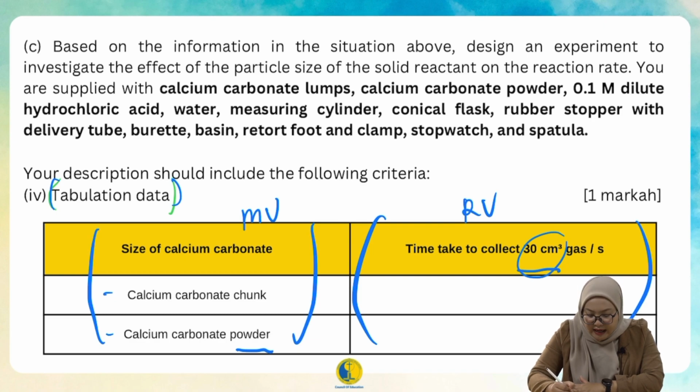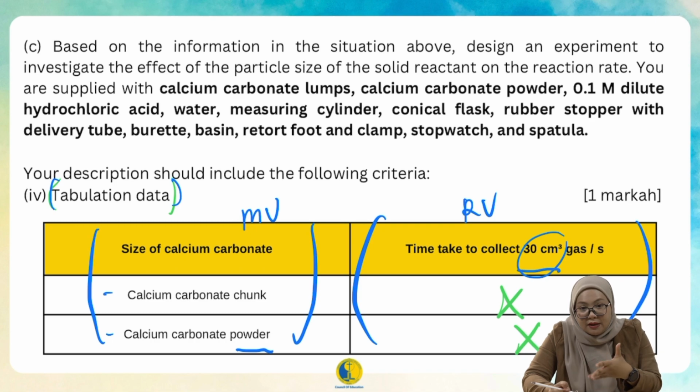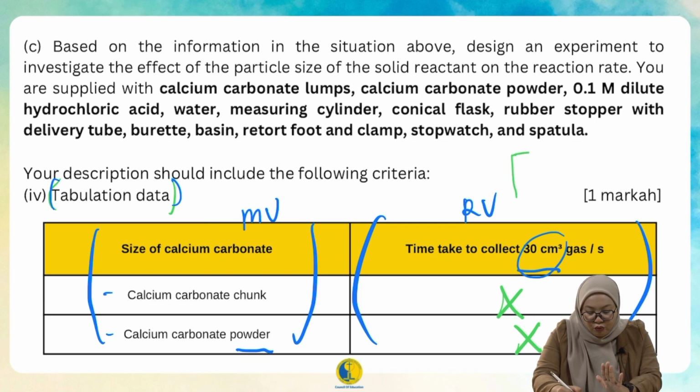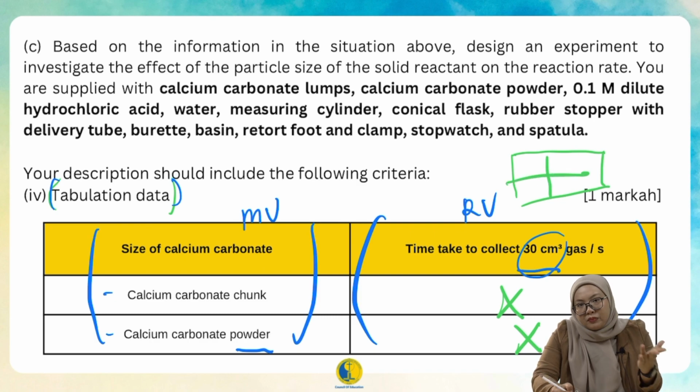What should I write, teacher? Please don't write anything. Leave the table empty; if you write anything, you don't get marks. So this is the column type. If you draw across, we call that a row. Over here is the size of calcium carbonate, manipulated and responding variable.